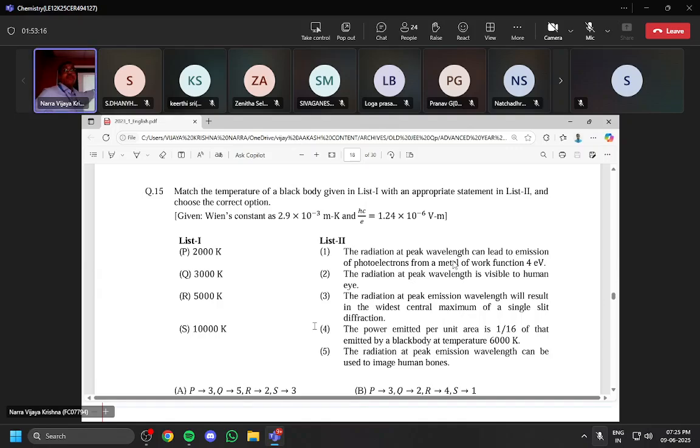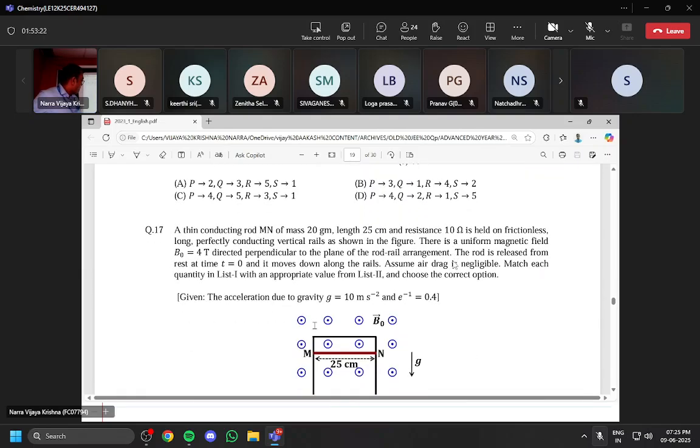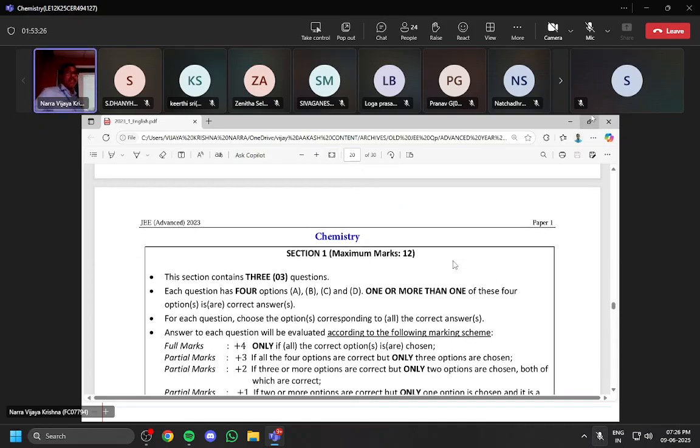Black body radiation. Planck's black body radiation. Can you solve it? Leave it. In chemistry, they will not ask me questions of nuclear chemistry. But if you are thorough with chemical kinetics, nuclear chemistry is nothing.